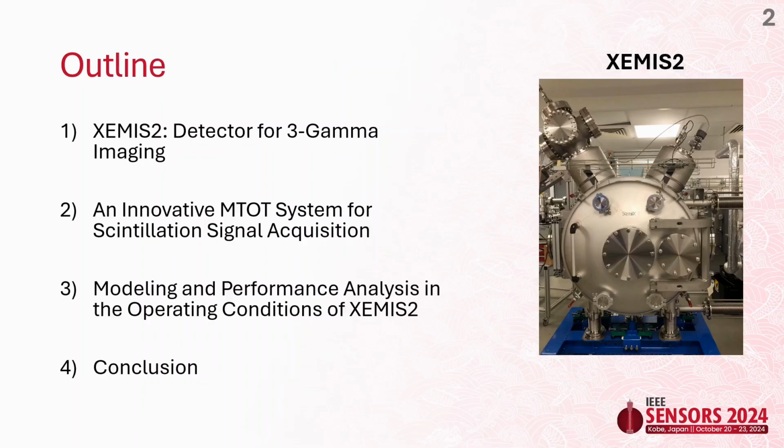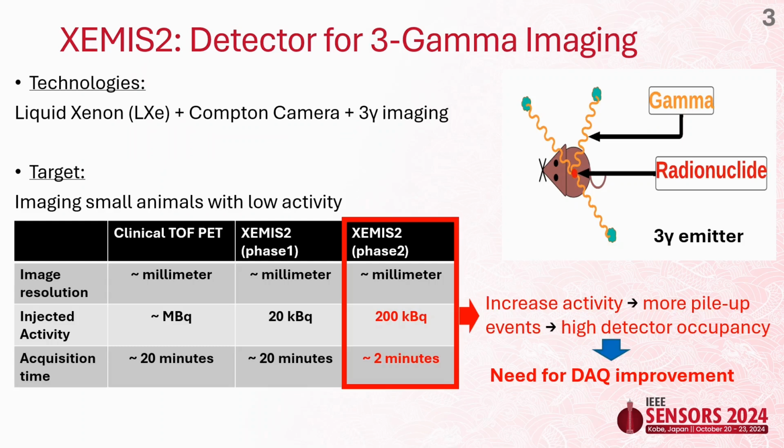So, this presentation has 3 chapters and a conclusion. I will start with an explanation of the work context by introducing our detector Xenon 2. Xenon 2 is a liquid xenon Compton camera designed for small animal imaging. It uses 3 gamma imaging technique with specific radionuclide to achieve a high image quality similar to a clinical TEP bed system.